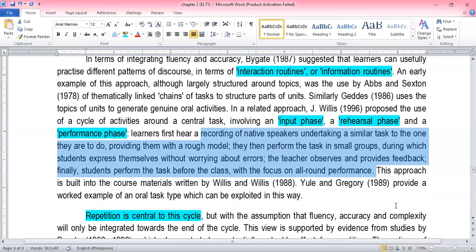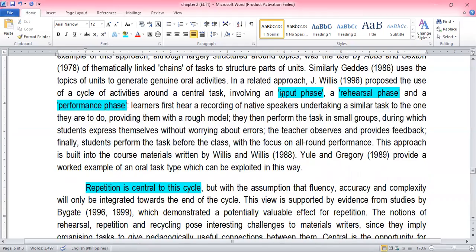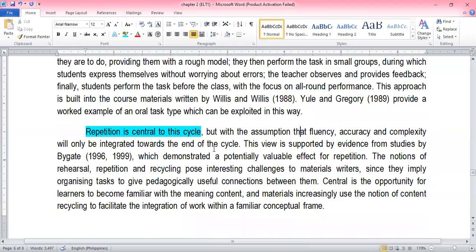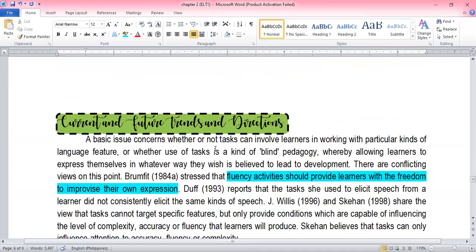And then after ng rehearsal phase, magbibigay si teacher ng feedback. So ano ba yung mga strengths or weaknesses ng performance nila, ano yung mga mali nilang nagawa, ano yung mga tama nilang nagawa. And then after ng feedbacking, ito na yung performance phase kasi gagawin na nila dapat na all-around performance na graded na. Okay? That is scaffolding. And repetition is central to this cycle. Meaning this process, phases should be done often. Okay?